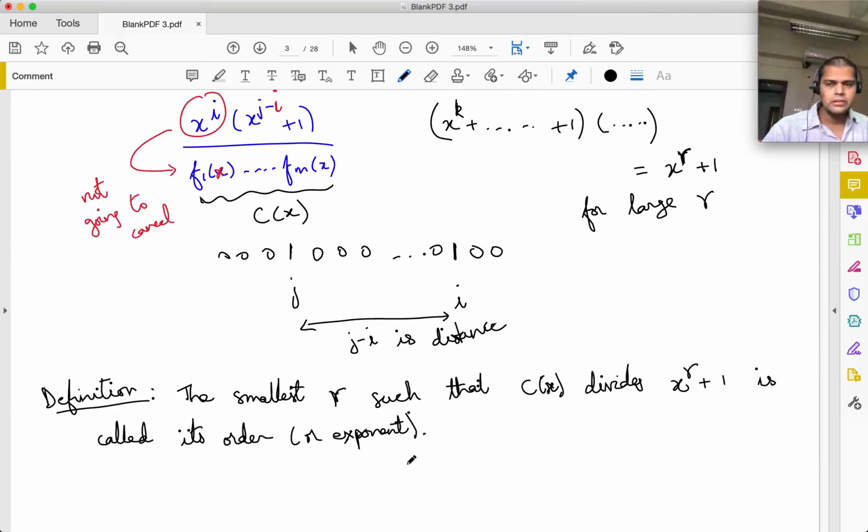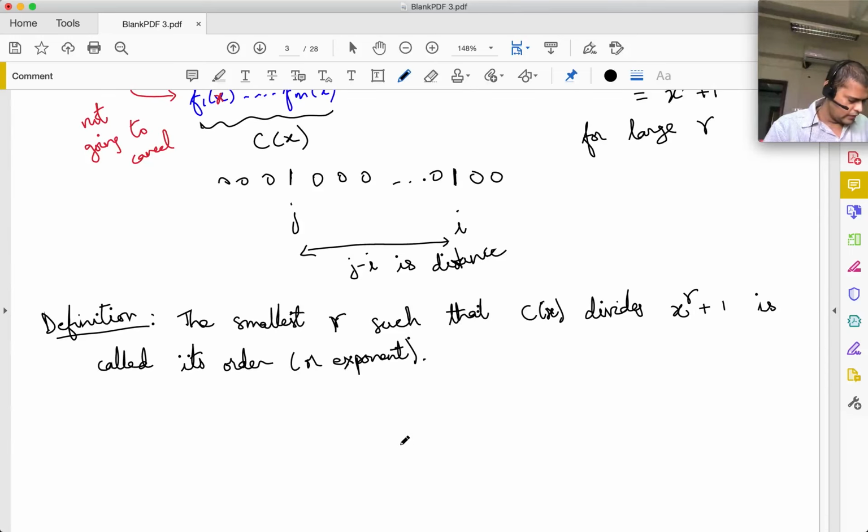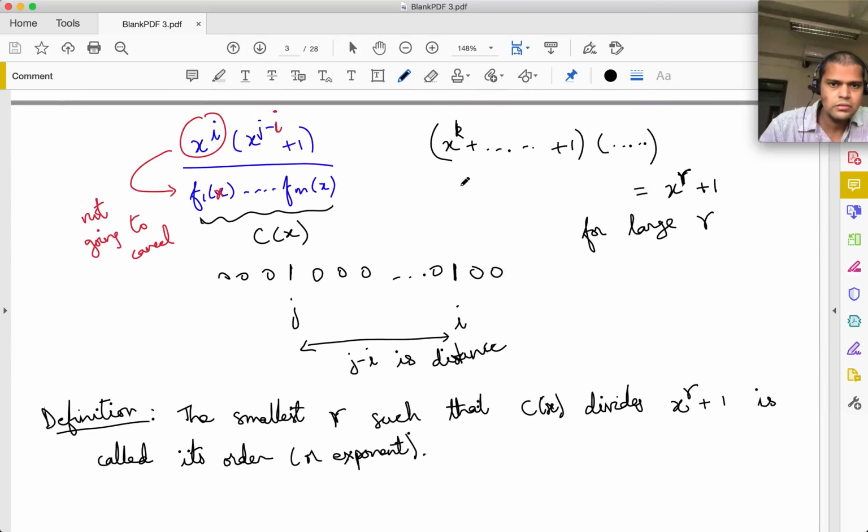Now the good thing is that mathematicians have figured out how to find c of x, which has highest power x to the power of k. So this is your c of x. They know how to find a c of x so that its order is actually going to be equal to 2 to the power of k.